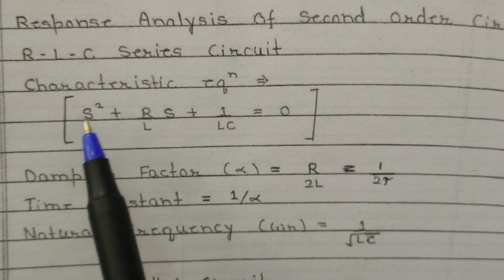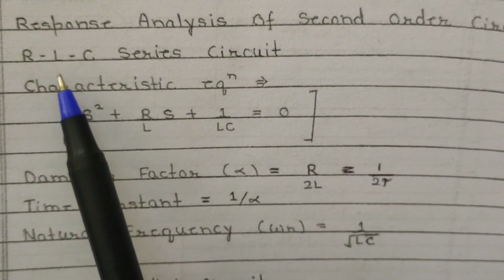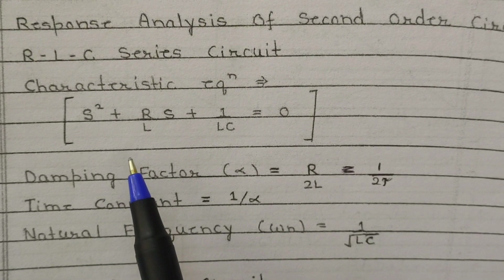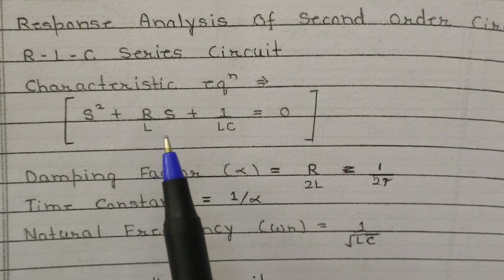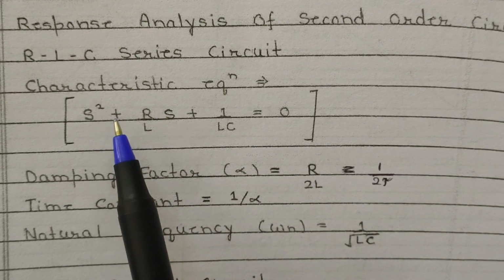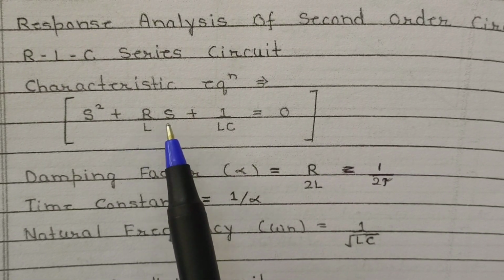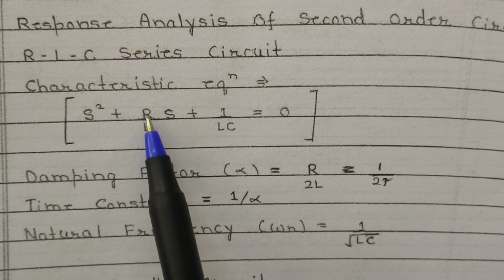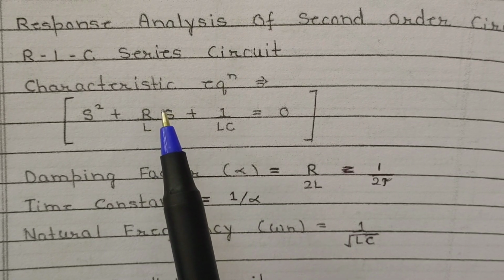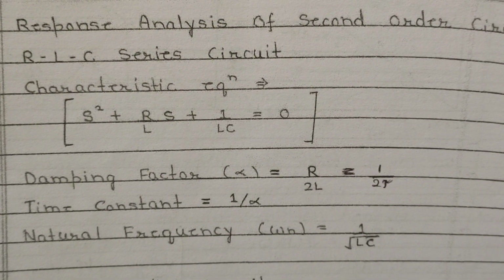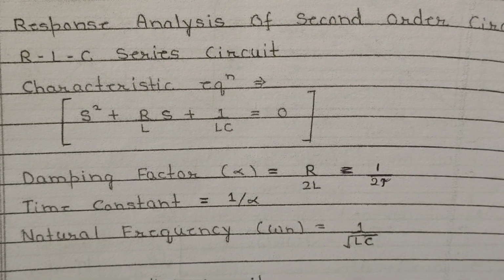Now we will see the response analysis of second order circuit. First we will consider the RLC series circuit. The characteristic equation can be written as s squared plus R by L s plus 1 by LC. Also this can be written as s squared plus 1 by tau s plus 1 by LC, where tau is equal to L by R.